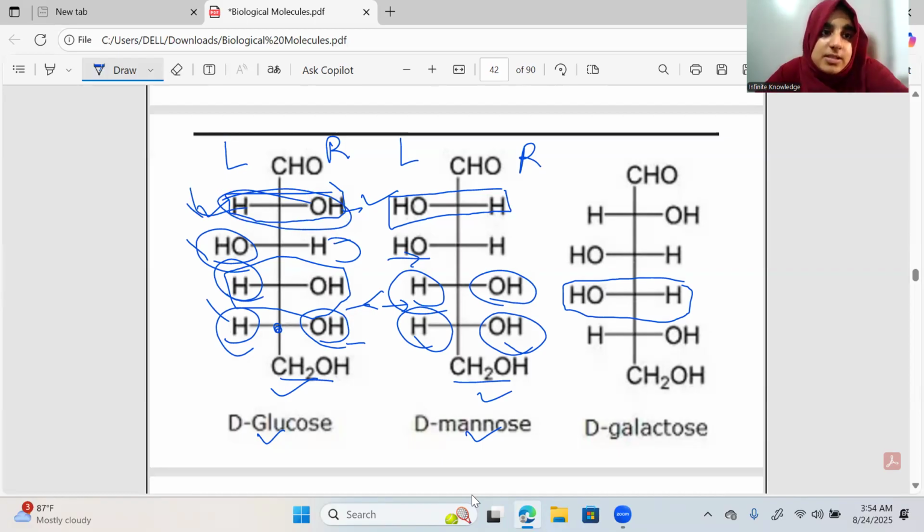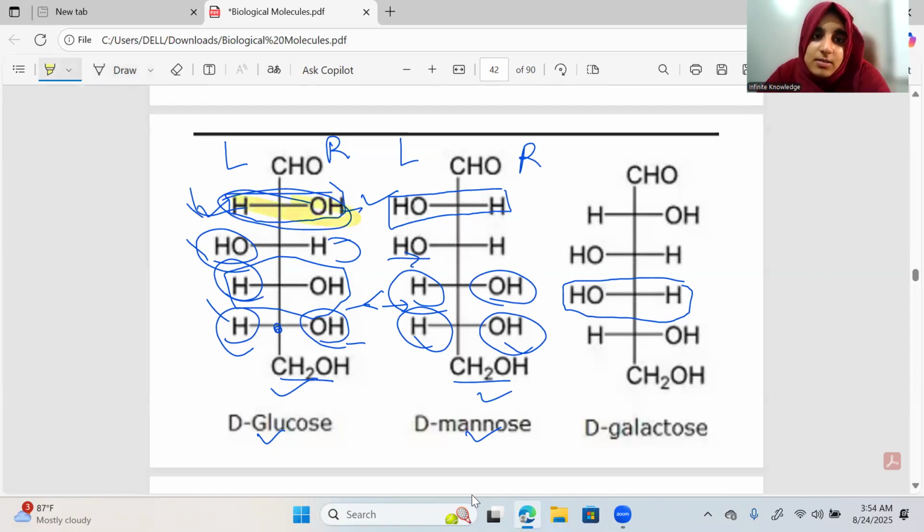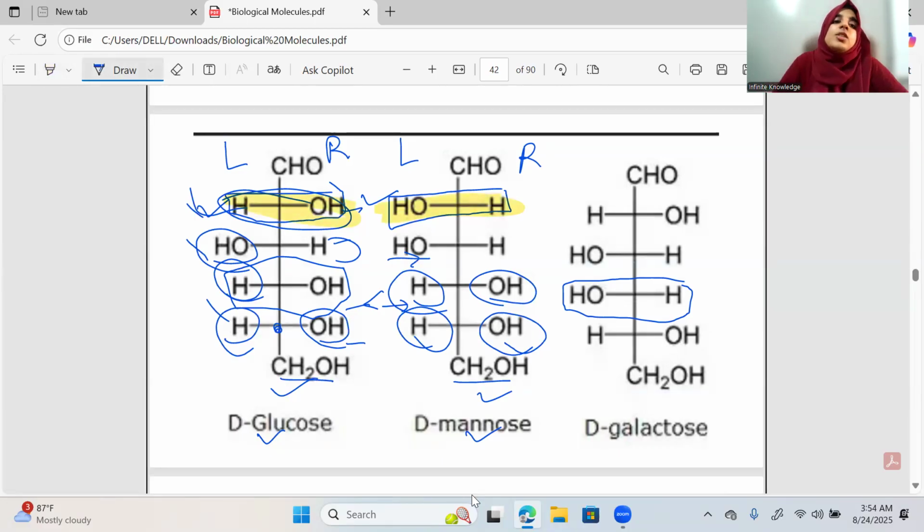Okay, let me just highlight this one. Okay, so what happens over here? On the left hand side in glucose we have hydrogen, but on the left hand side in mannose we have an OH group. So this is the difference at carbon number 2, and these are known as diastereomers. Glucose and mannose are diastereomers. Why? Because the arrangement is not the same at carbon number 2, right?